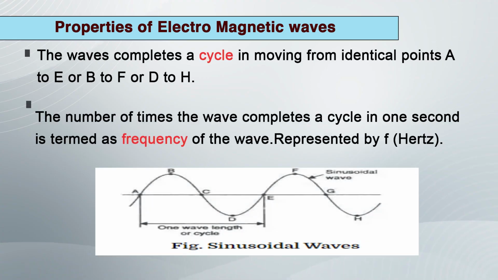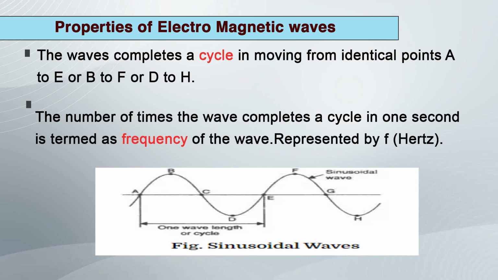To understand the basic principle of electromagnetic distance measurement, first of all, we understand the properties of electromagnetic waves. The behavior of electromagnetic waves is extremely complex in nature and can be represented in the form of periodic sinusoidal waves, as shown in the figure below. The wave completes a cycle in moving from an identical point A to E or B to F or D to H. When the wave travels from A to E or B to F or D to H, that is identical points, it is known as one cycle.